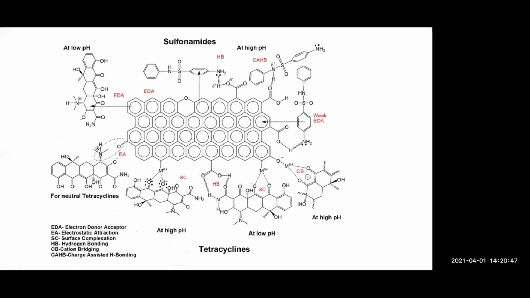of biochar. Sorption mechanisms of biochar for the pharmaceutical removal show mechanisms such as electrostatic attractions, electron donor-acceptor, surface complexations, hydrogen bonding, cation bridging, and charge-assisted hydrogen bonding. Along with these, pore diffusion also plays a major sorption interaction in case of pharmaceuticals.